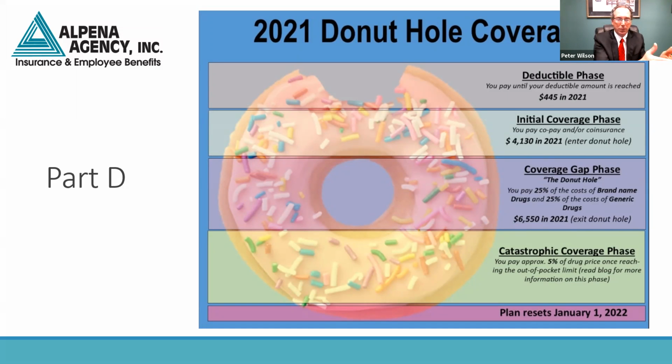So you pay your deductible, then you pay your co-pays, then you enter the donut hole and you pay 25% of your prescription drug costs, no matter what, till you get to the $6,550. Now you've exited the donut hole, and after that, you're going to only pay 5% of your prescription drug costs with a cap included. So that's the donut hole. After deductible, after copays, you enter this $2,500 range where you're going to pay 25% of your prescription drug costs. That's where the donut hole fits in.